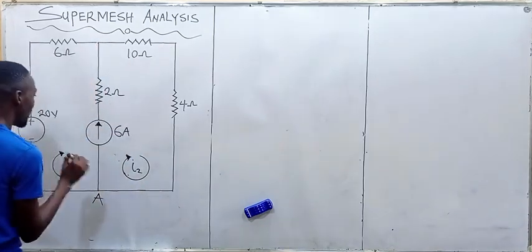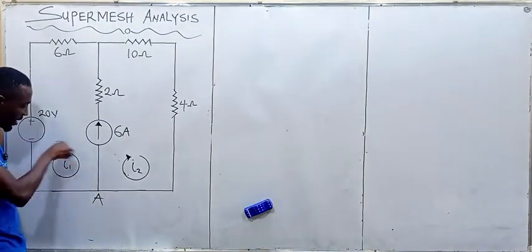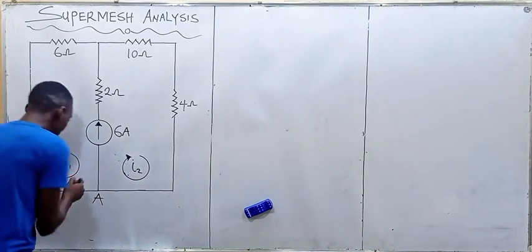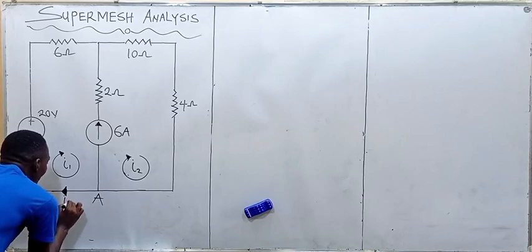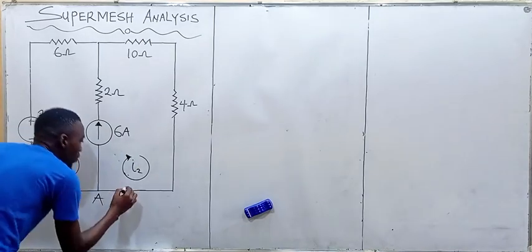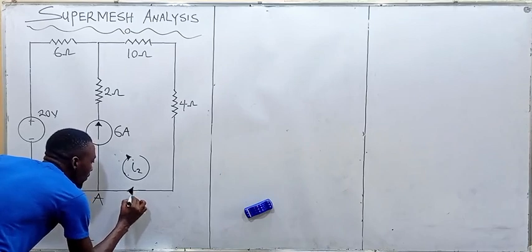All right, now we said current I1. Look at the direction. It's going towards this direction, right? It will be rotating like this. So we can say that this will be the direction of I1. It's going away from node A. So this will be I1. I2 is coming towards node A.